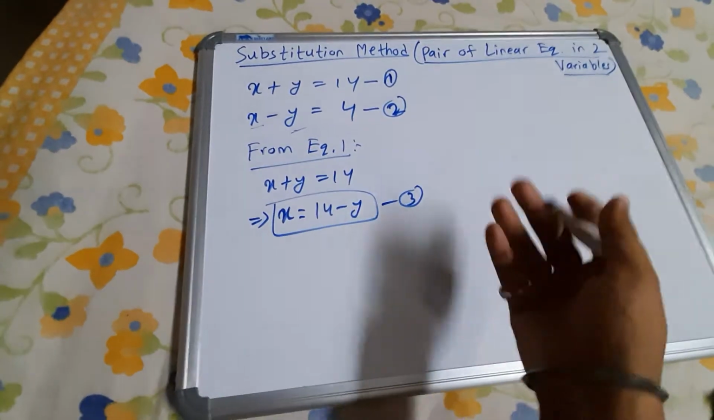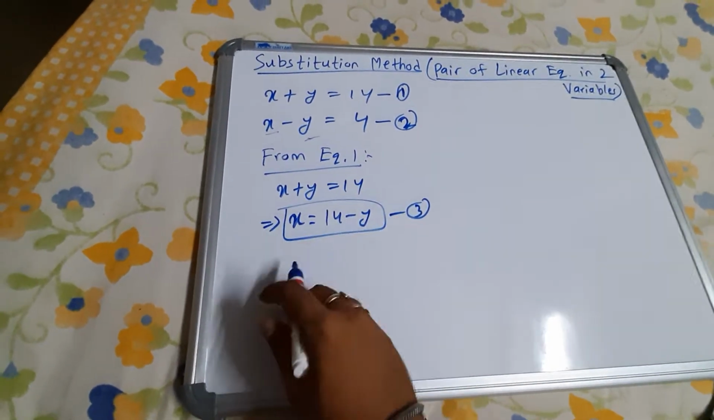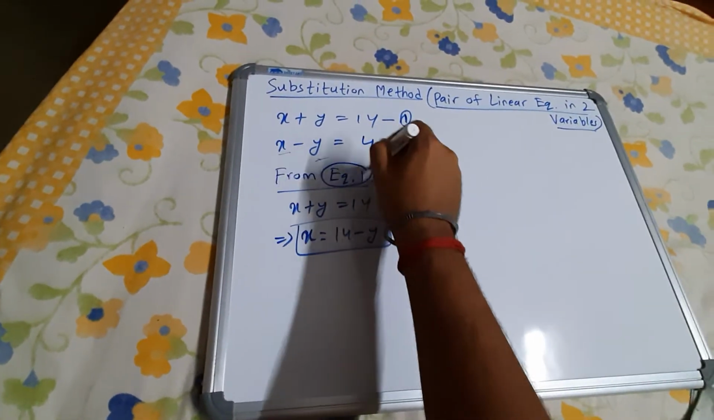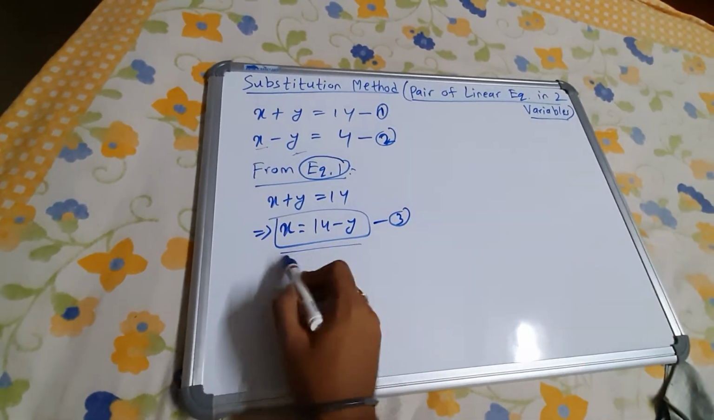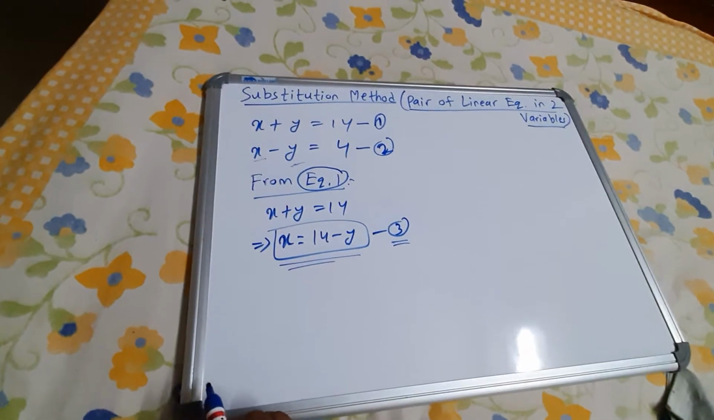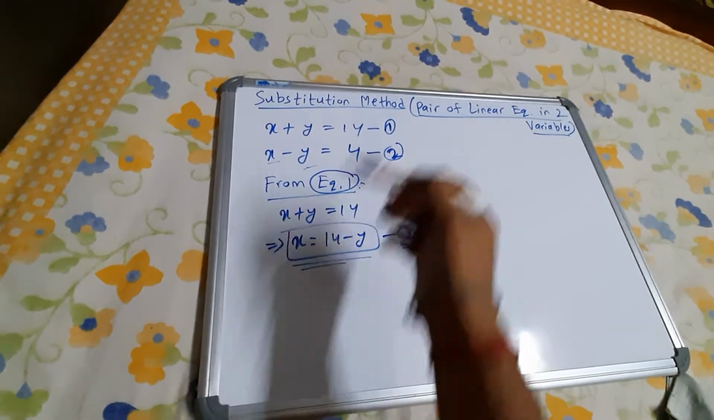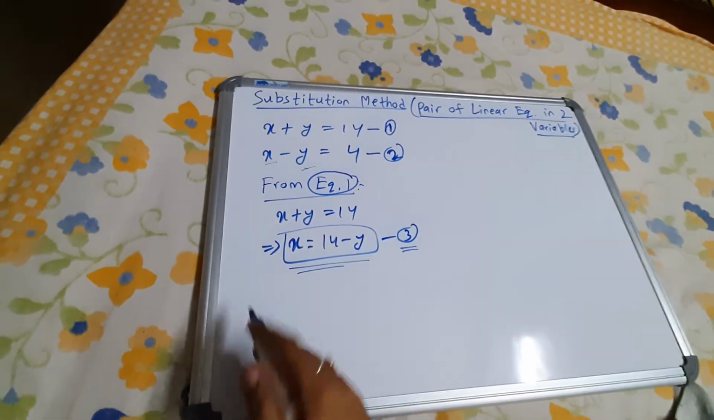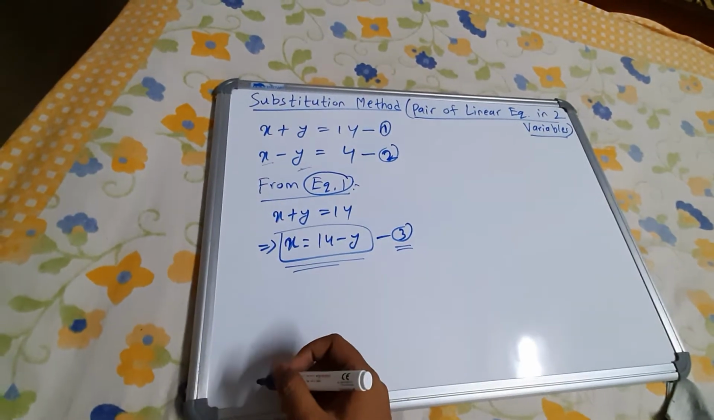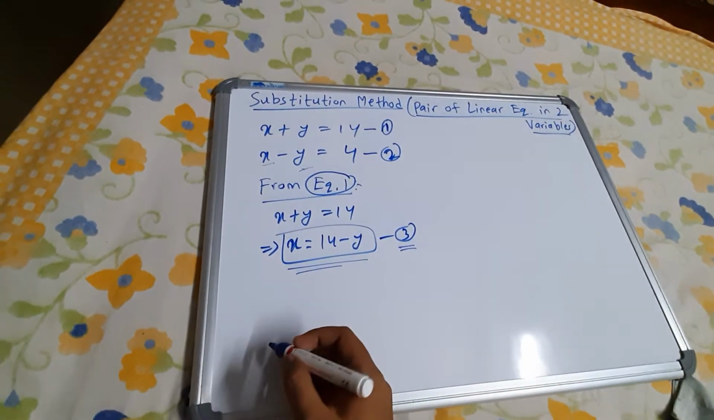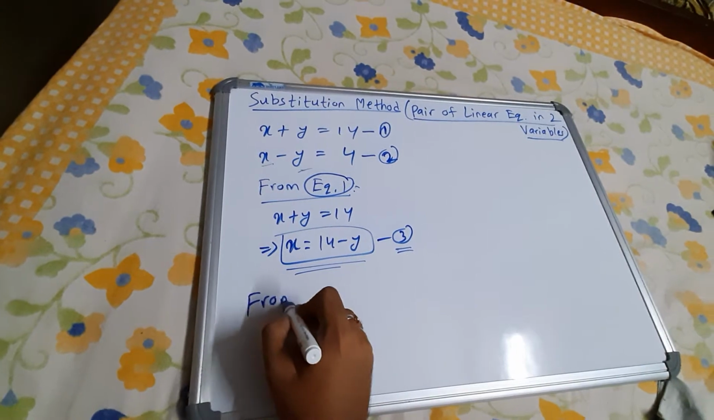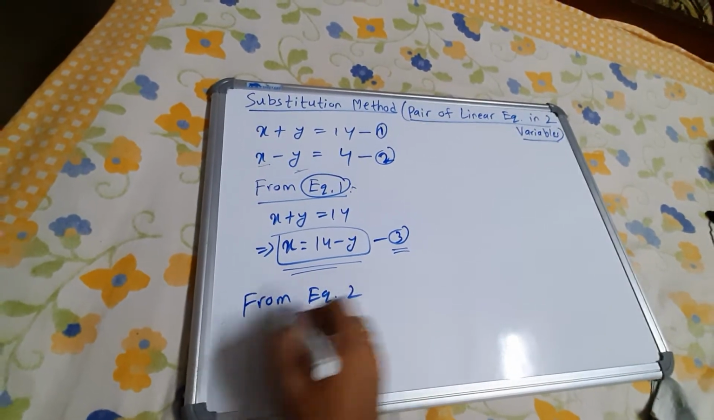For a bit of convenience. Now, the equation that you have used to find equation number 3, choose the other equation for the next step. You have taken equation number 1 over here, so choose the other equation. So take equation number 2. So from equation 2, the other equation, choose the other equation.